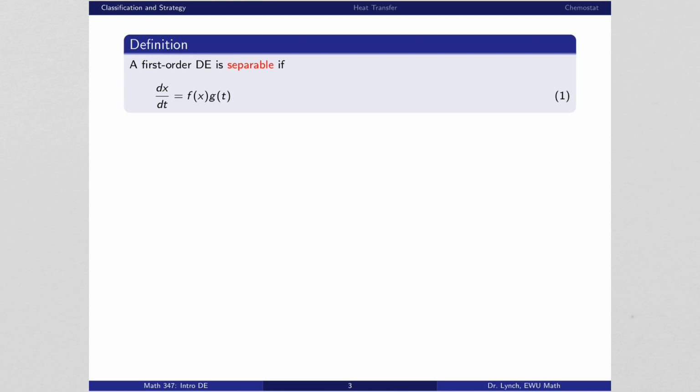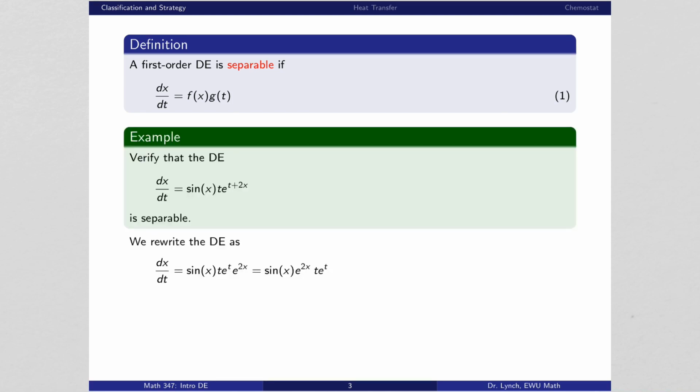A first-order differential equation is separable if the differential equation dx/dt can be written as f(x), some pure function of x, times g(t), some pure function of t. So the name comes from two reasons, and the first is because the right-hand side of the differential equation separates into two different functions.